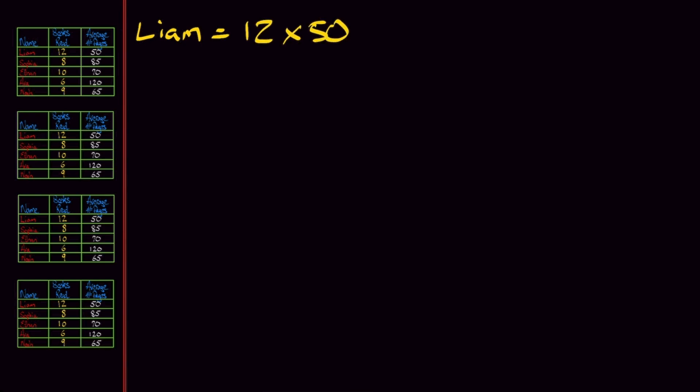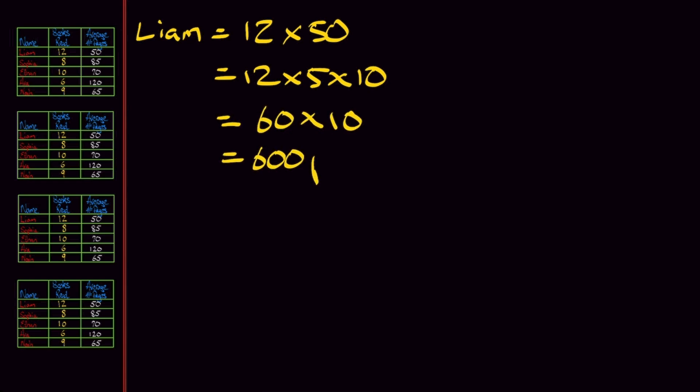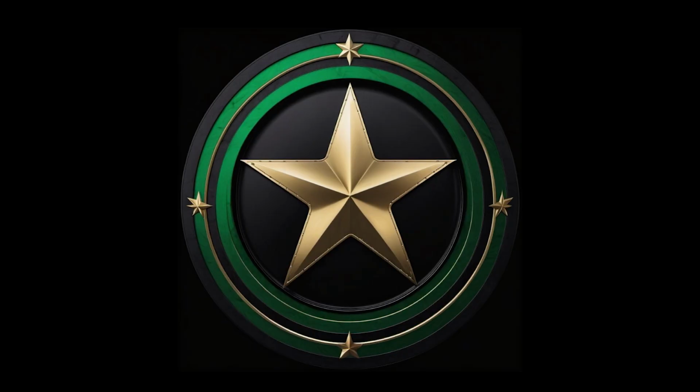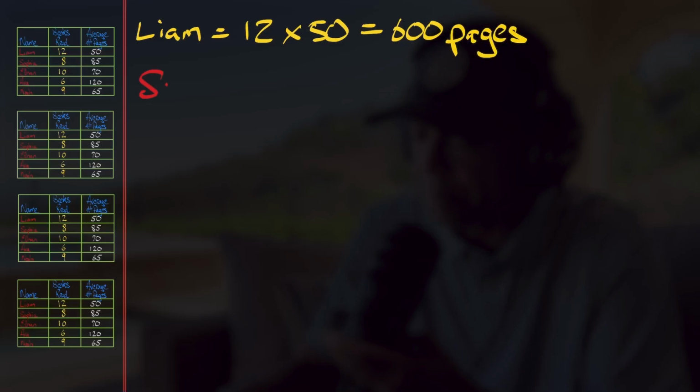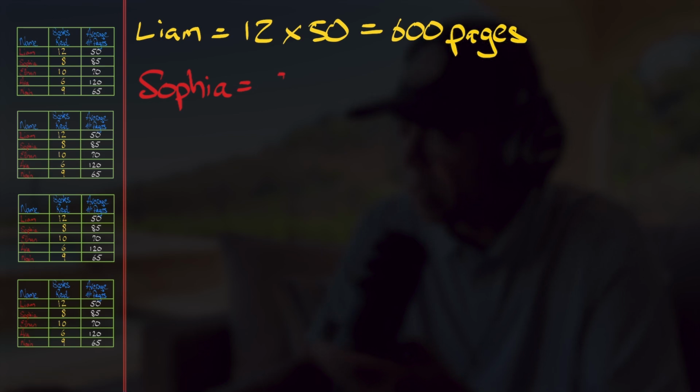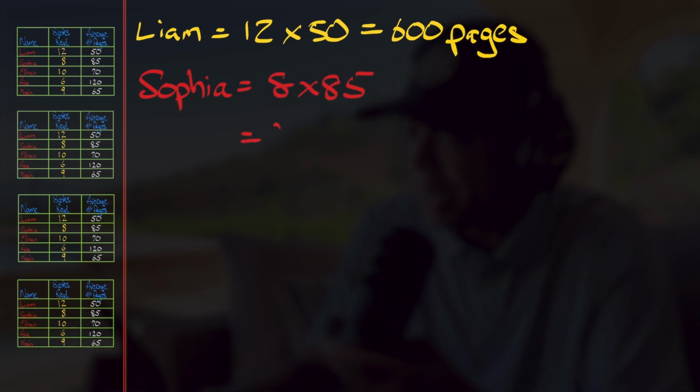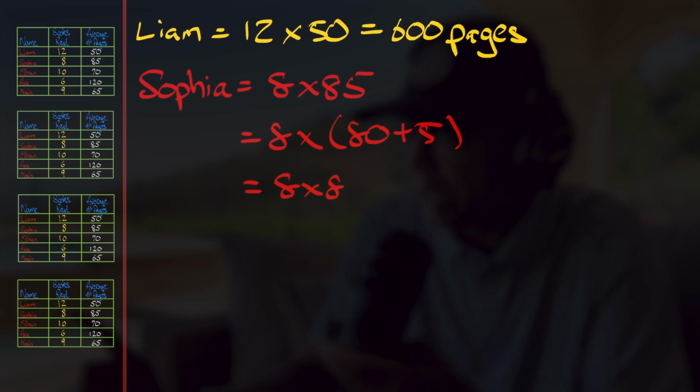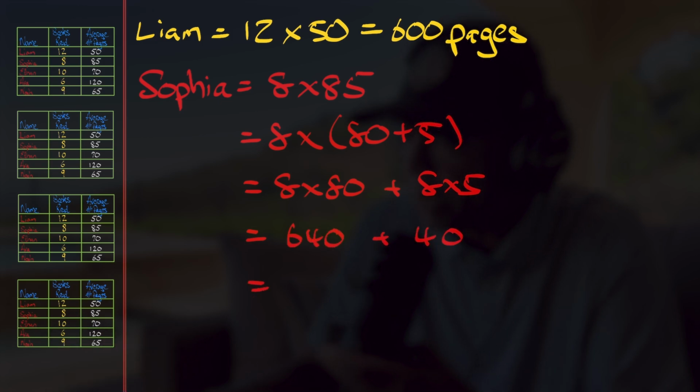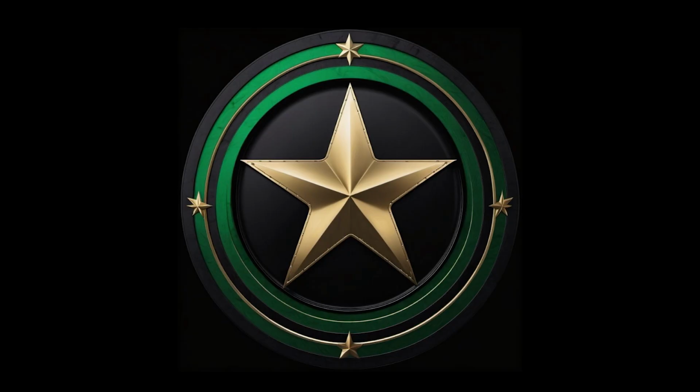Liam had read 12 books that were 50 pages. 12 times 50 is the same as 12 times 5 times 10, which is the same as 60 times 10. Liam read 600 pages. Sophia, her situation, shows that she read 8 books that were 85 pages long. 8 times 80 plus 5, which is 8 times 80 plus 8 times 5. 640 plus 40, which equals 680 pages for Sophia.